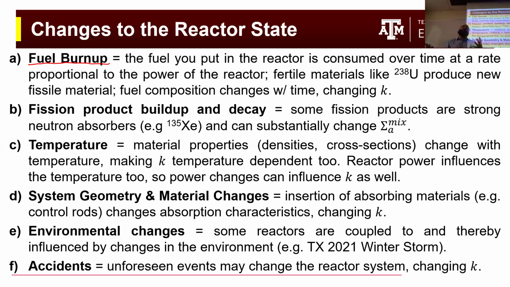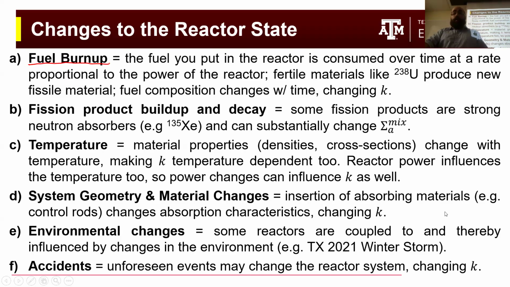It can affect our material properties because of thermal expansion and contraction. It can also affect our cross sections because of things like Doppler broadening that we've talked about before, and we'll revisit those things because they're becoming more relevant as we get into our discussion about transients and feedback.